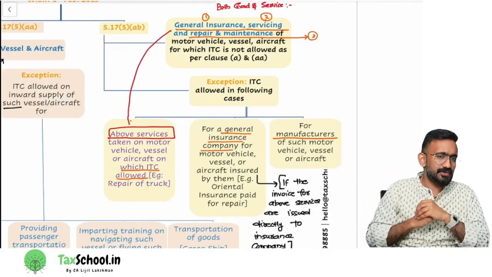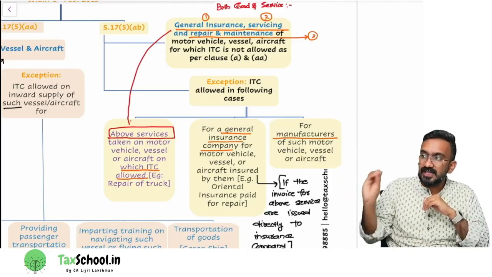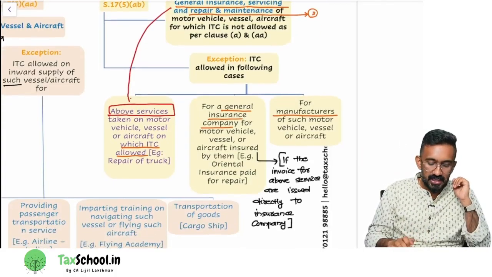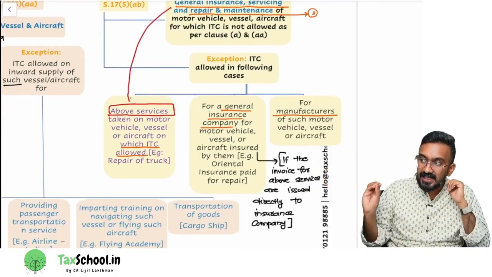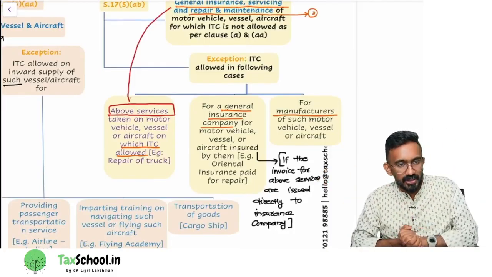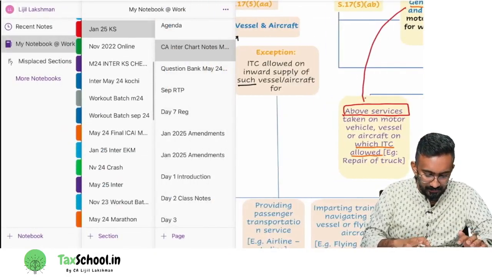Then look at the second exception. A general insurance company for motor vehicle, vessel or aircraft insured by them, they can take ITC if the invoice for the above services are issued directly to the insurance company. There are multiple types of insurance that we have. I'll take a small example so that you understand this in full.